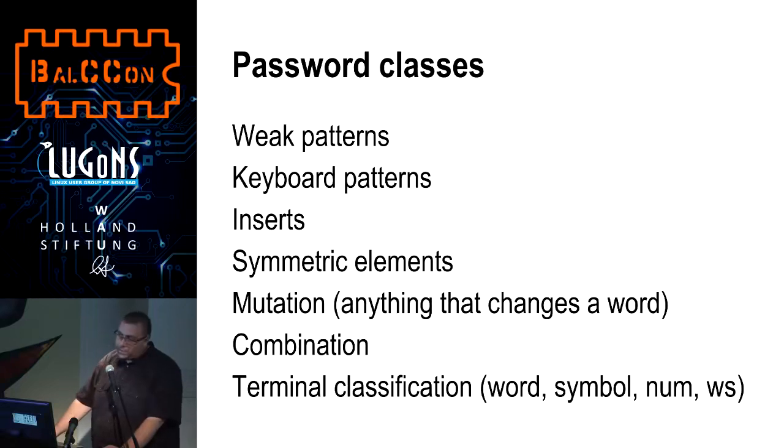There are a lot of passwords that use symmetric elements. For instance, 123 password 123 or 123 password 321. And that's the easy part, but the interesting part is when you see how people combine passwords and how they mutate them. So combination is combining two words, or a word and a number, a word and a symbol. And how do they change them? How do they mutate them? And also there are simple things, like a simple word, a simple symbol or a number.